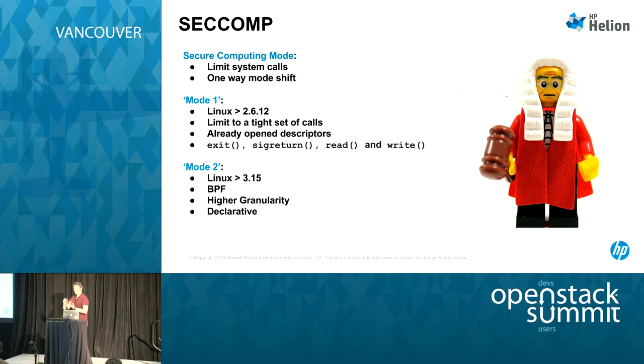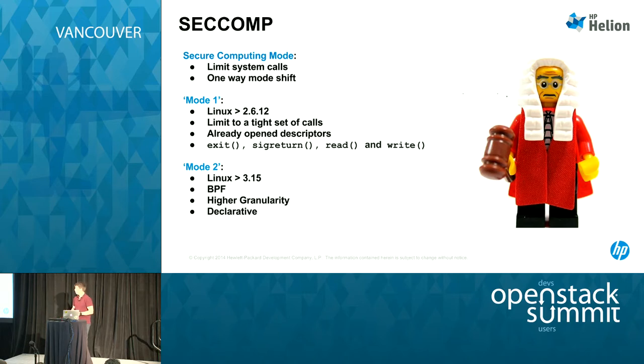meant once a process was started running, so when you run QEMU for the first time, it has to do a whole bunch of things. It has to read files, it has to set itself up. Once it's done, all its file descriptors are probably open. It's probably made all the major system calls it needs to. And it could drop into what they call secure mode, which is now referred to more as mode one. And by doing that, it could then only have access to these four syscalls with already open IDs.